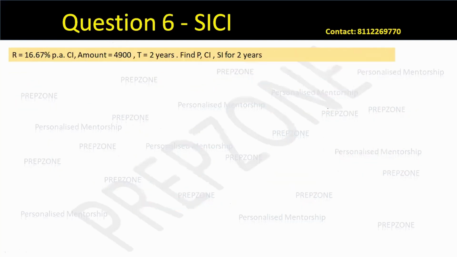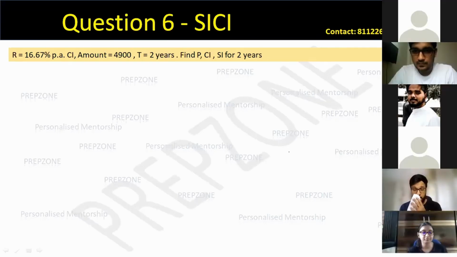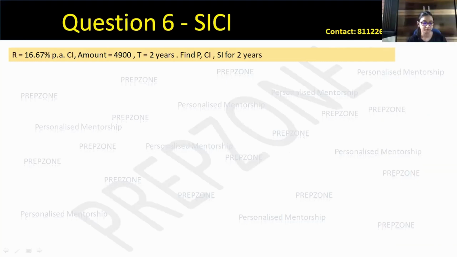5,200 is the answer. And now let's come back to some calculation intensive questions. Okay, so let's see. Can anyone explain how they solved this? So the rate is 16.67%, which is 1 by 6. So I did P into 7 by 6 into 7 by 6 is equal to 4,900. So my principal amount is 3,600.